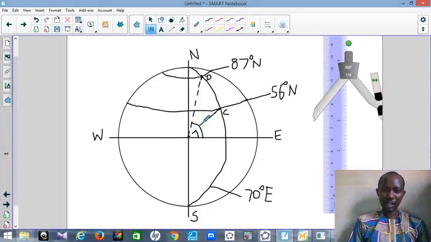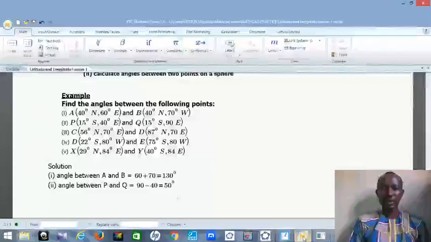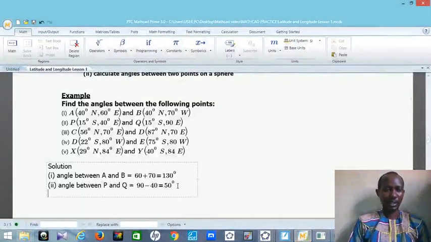So how do you get this one that we need? This is the one the question wants us to find. Let me use red color to show it. This one with the red color, this angle. You can see from 0 to this point is 87, minus from 0 to this point is 56. So this one will give you 87 minus 56. You will get this angle. And that is all you are going to do in your solution page.